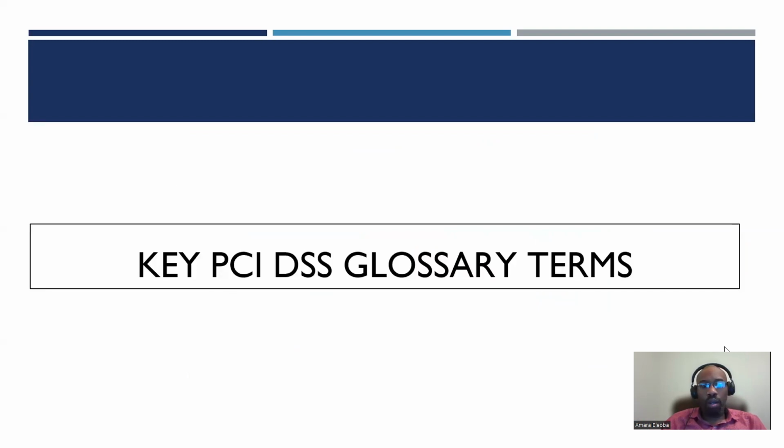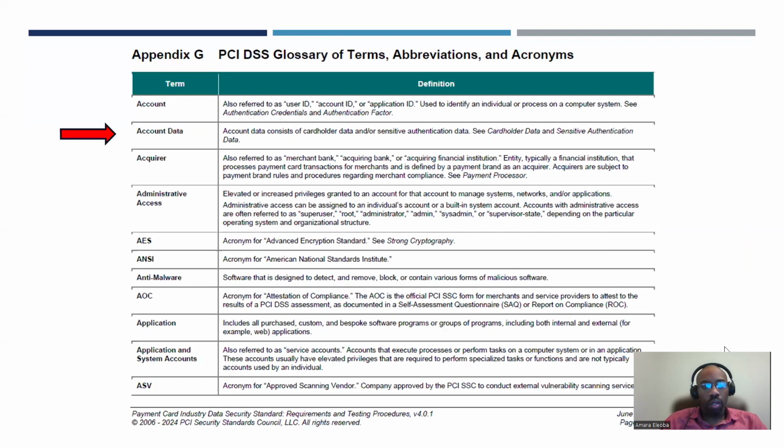Now, the key glossaries we're going to look into here is one, what is account data? Okay, so account data, and the reason why I'm doing this first, so that when we are reviewing certain things, it will make sense. So account data consists of what we call cardholder data or sensitive authentication data. Acquirer refers to a merchant bank or the acquiring bank, okay?